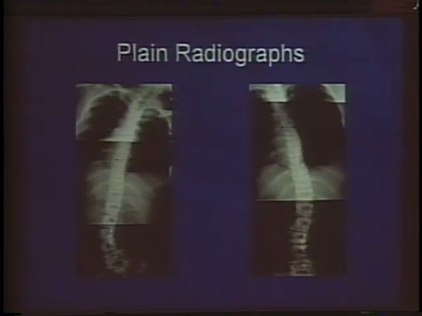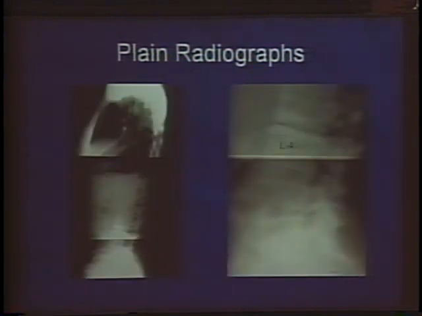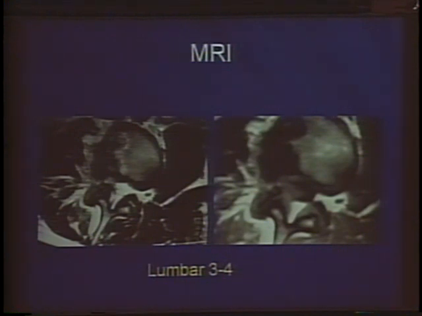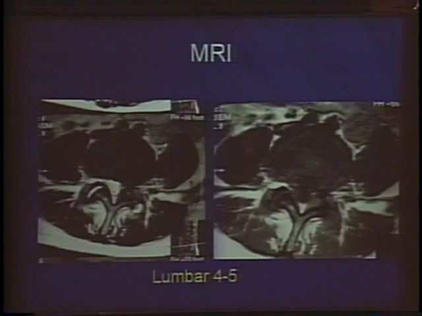These are her bending films, and the lateral shows general loss of lordosis. The sagittal MRI shows general spondylosis. L5-S1 is not as badly affected, but it certainly isn't normal. And the axial L3-4 shows stenosis, and L4-5 shows fairly significant stenosis.